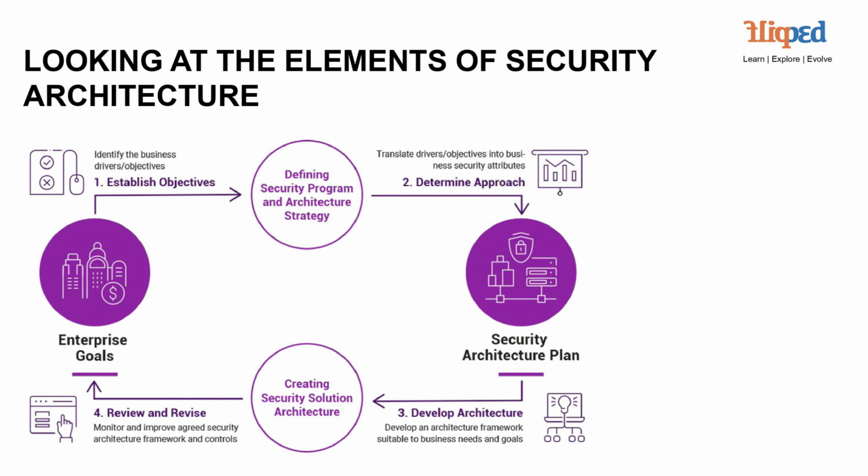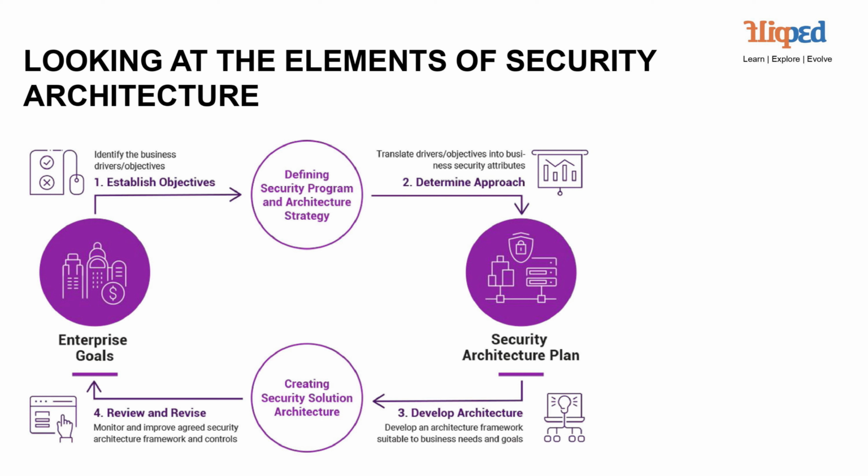The image illustrates a process flow that outlines the key elements of developing a comprehensive security architecture aligned with enterprise goals. Left side, enterprise goals. Starting on the left side of the slide, we have enterprise goals. This represents the overarching objectives and strategic aspirations of the organization. Establish objectives, up right arrow. From the enterprise goals, an upward right arrow signifies the first step.